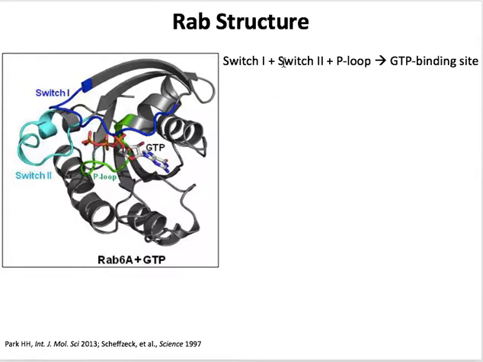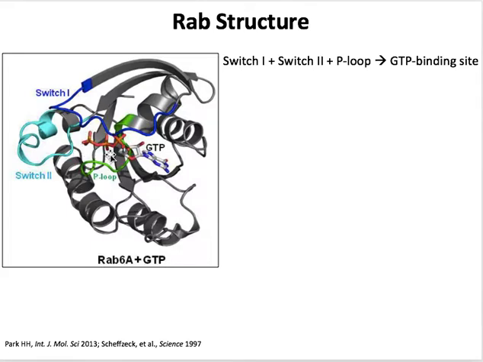And so the combination of a domain called switch 1, here shown in dark blue, and switch 2, shown in light blue, along with something called the P loop, and P stands for phosphate. The combination of switch 1, switch 2, and the P loop help to set up the binding site for GTP. And this is the active site of the enzyme itself, right? Because Rabs are G proteins, and G proteins are defined as having GTPase activity, meaning they can hydrolyze GTP. So this is where their enzymatic active site is.